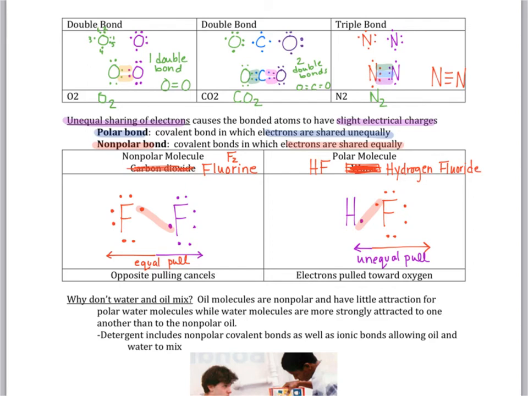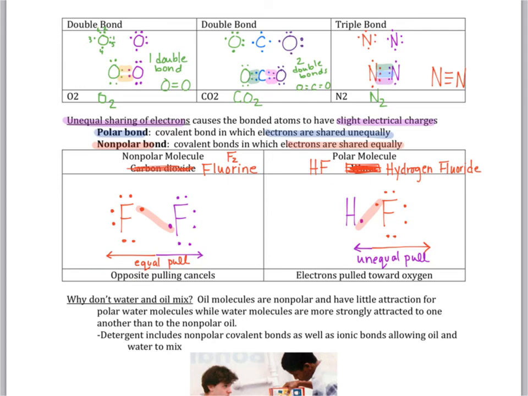An example of a nonpolar molecule, so one where they are shared equally, would be fluorine, F2. We have two fluorine atoms. They are sharing an electron, and both of them are equal sizes. They both equally need that electron pair, and so they have an equal pull, meaning that it's being shared equally.